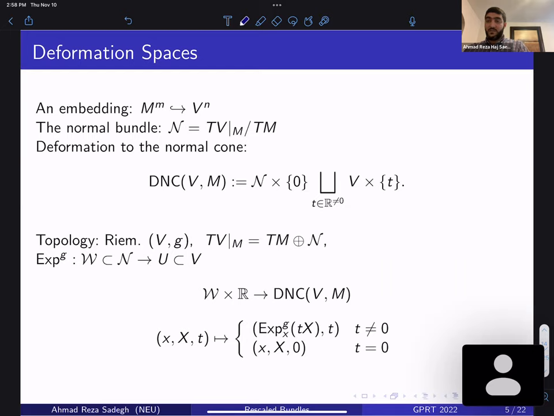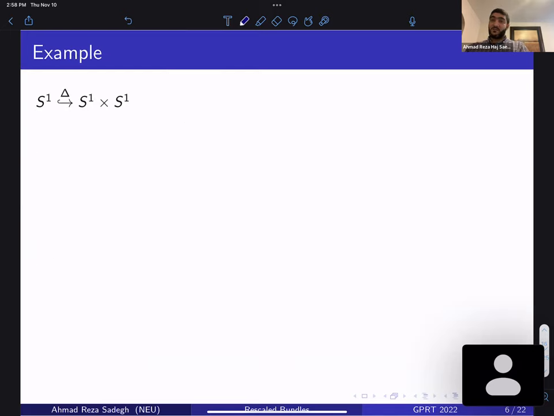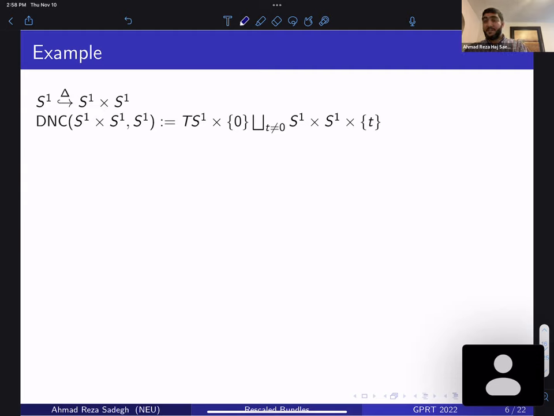So it's completely possible. Anyway, let me go to an example of deformation to the normal cone, which has been kind of non-trivial. Let's take the diagonal embedding of the circle S1 inside its double, which is the torus. Delta is the diagonal embedding. The deformation to the normal cone associated with this embedding is going to be, supposedly as a set, a copy of a normal bundle and a bunch of copies of the ambient manifold, here a torus.